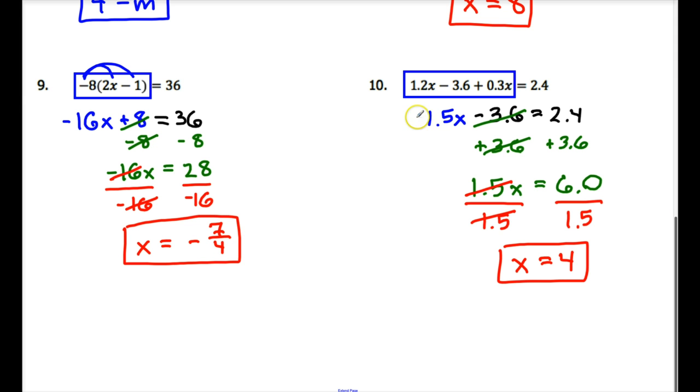And then the last one, combine 1.2x and 0.3x first to get 1.5x. And then if you add 3.6 and divide by 1.5, you get x equals 4.